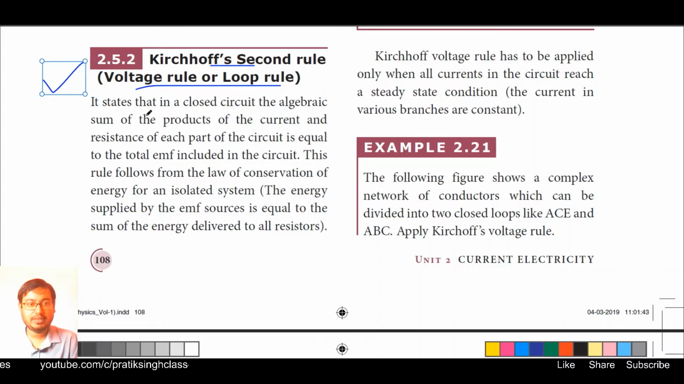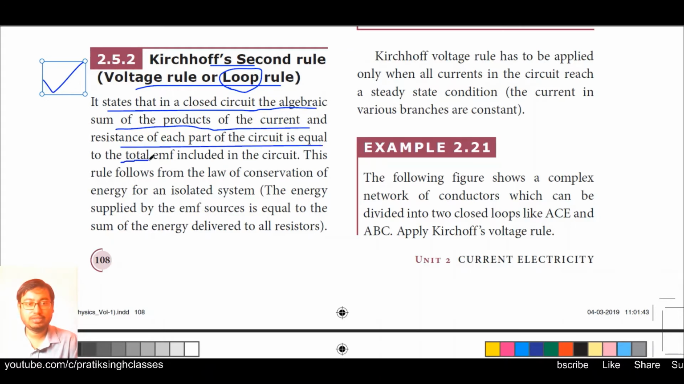Now let us see what is given here. Kirchhoff's second rule, or voltage rule, or loop rule. Loop means a circuit which is closed. It states that in a closed circuit the algebraic sum of the products of the current and resistance of each part of the circuit is equal to the total EMF included in the circuit.